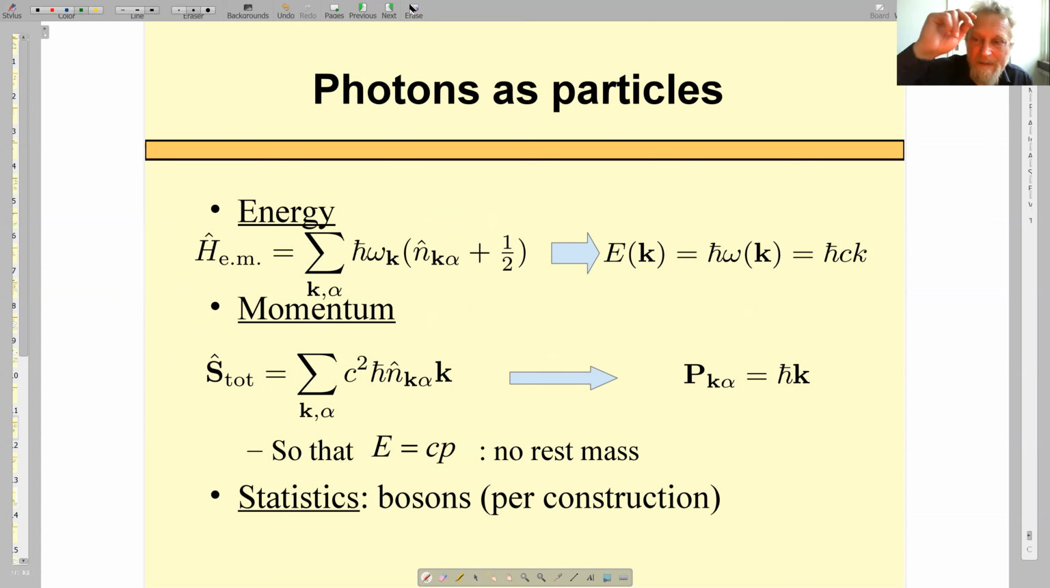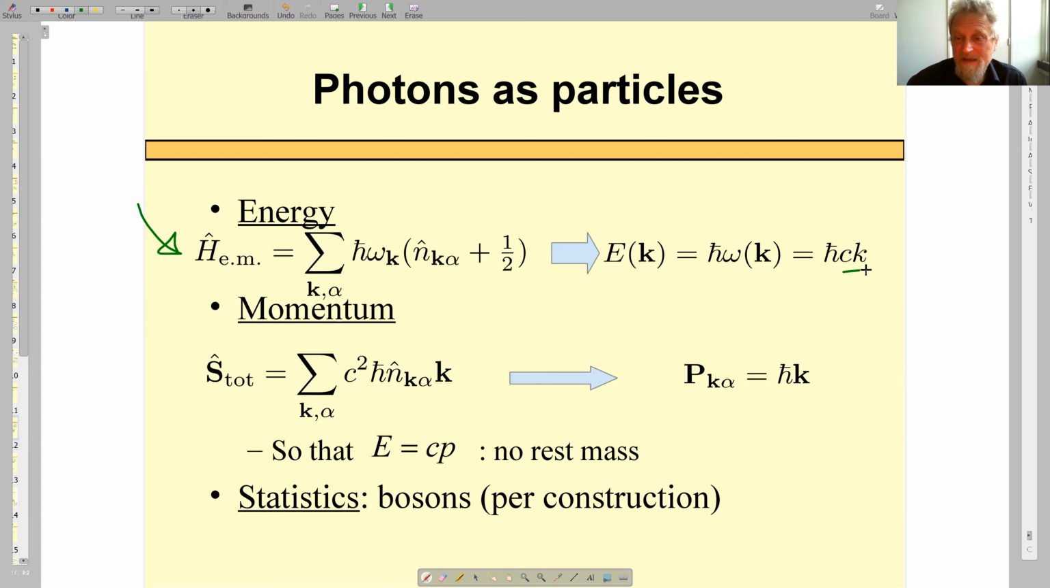Fine. Let me cite something which you almost certainly know about photons. The energies come from this universal expression for the system of oscillators. The energies are just h bar omega. What is omega for us? It's c times k, speed of light times wave vector.